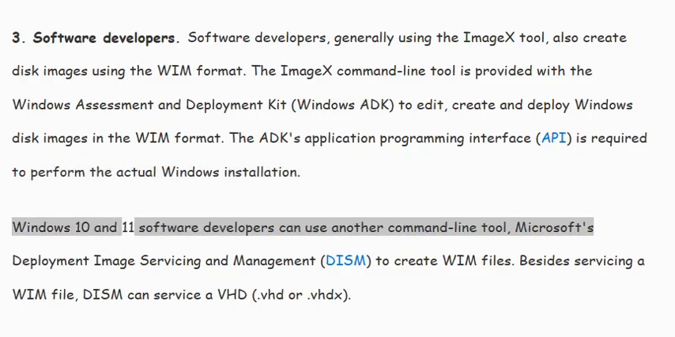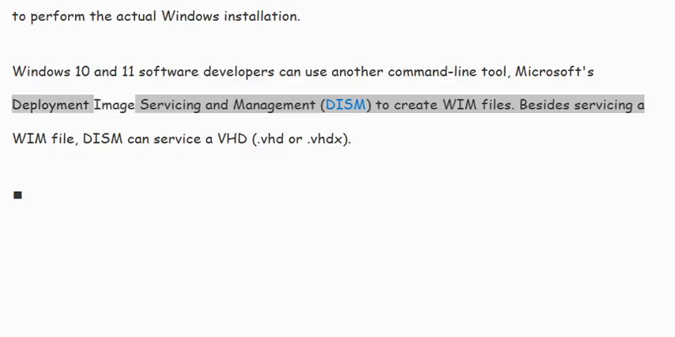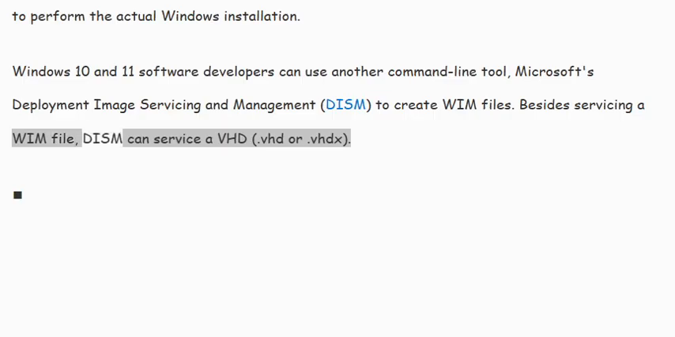Windows 10 and 11 software developers can use another command line tool, Microsoft's Deployment Image Servicing and Management, DISM, to create WIM files. Besides servicing a WIM file, DISM can service a VHD, .vhd or .vhdx.